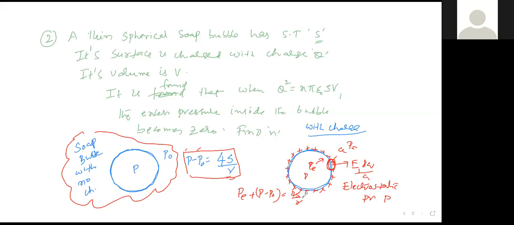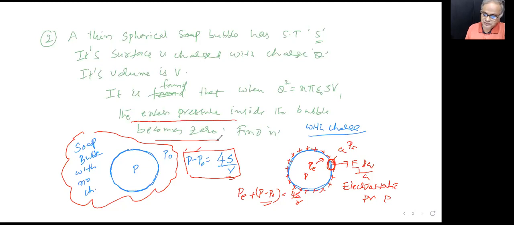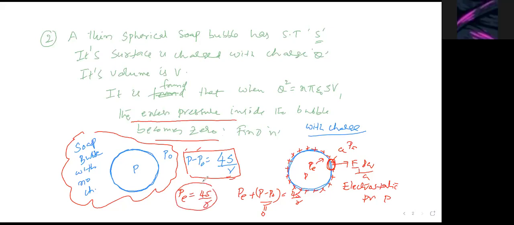So due to the additional electrostatic force after the charge is placed, of course he says this should become 0. That is the main idea. What he says is the excess pressure inside the bubble becomes 0. This excess pressure is there now. This should become 0 because of the extra electrostatic pressure. If this is becoming 0, finally what do I get? P electrostatic should be equal to 4S by R. So the problem reduces to finding out P electrostatic.